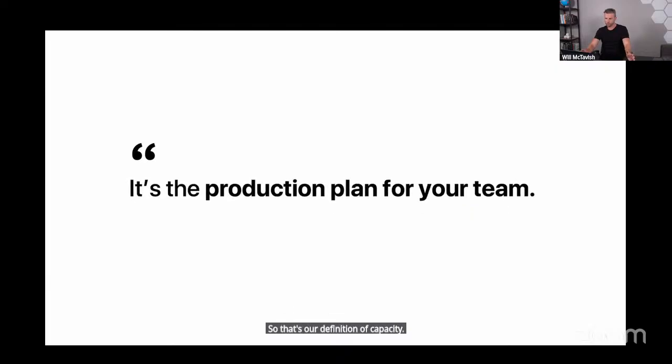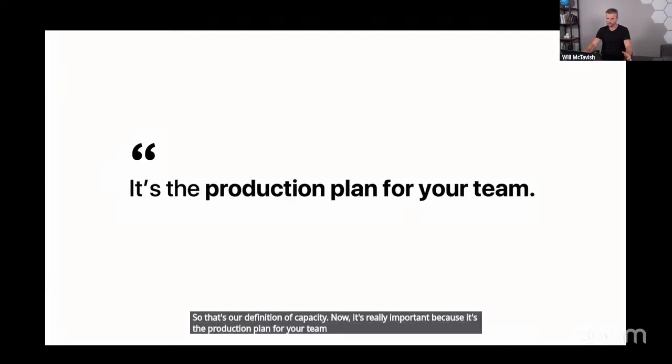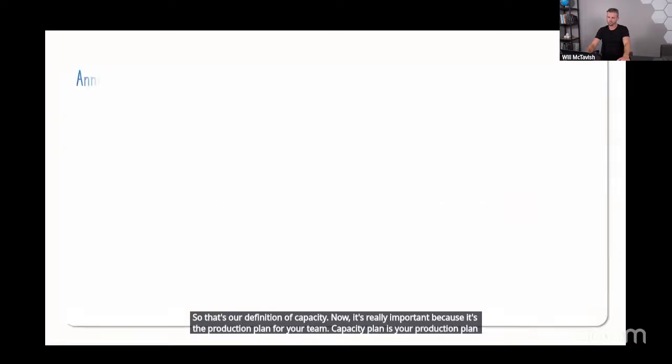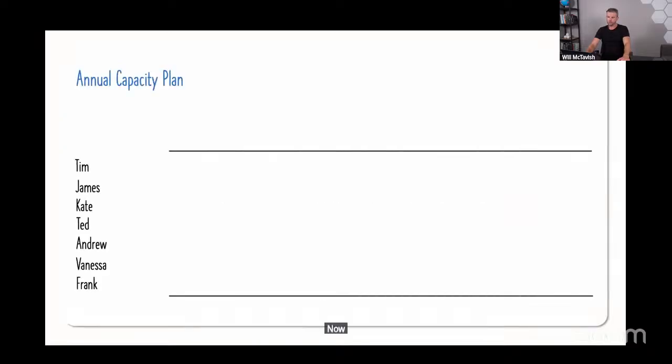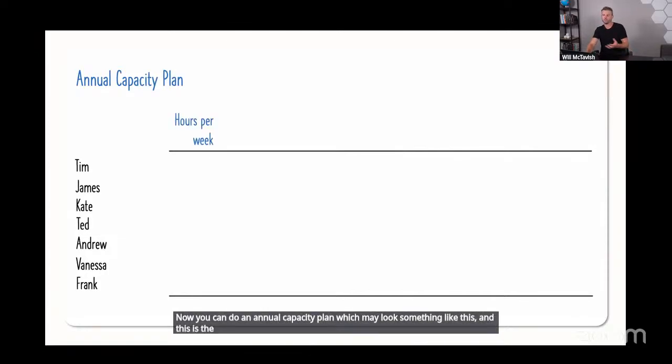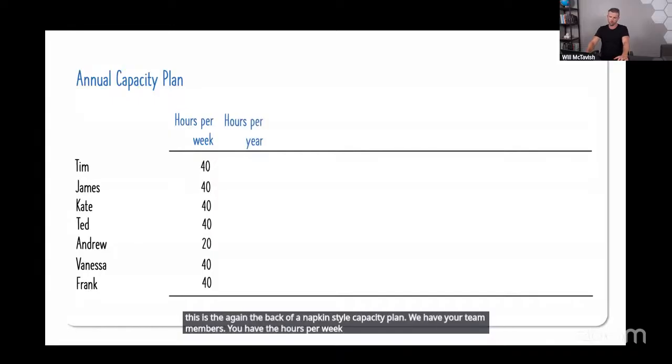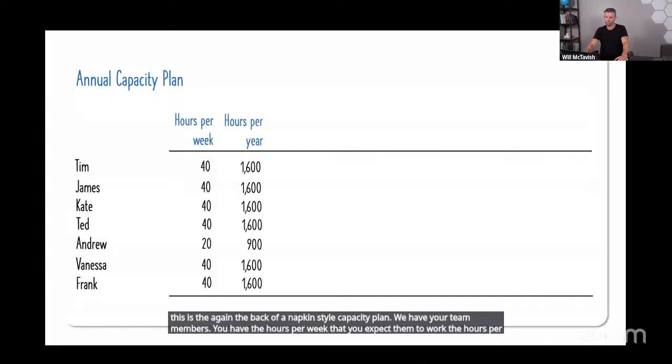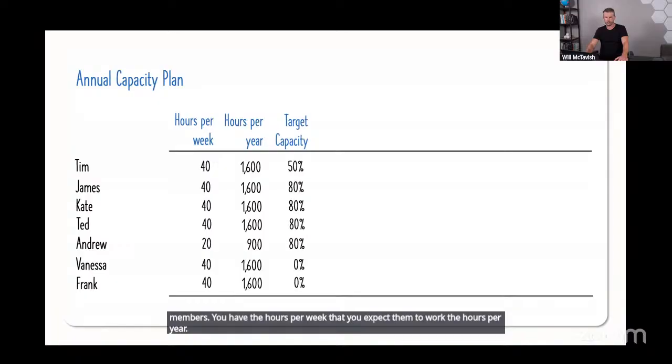Now, it's really important because it's the production plan for your team. The capacity plan is your production plan. Now, you can do an annual capacity plan, which may look something like this. And this is, again, a back-of-a-napkin style capacity plan. We have your team members, the hours per week that you expect them to work, the hours per year, our target capacity for each team member.